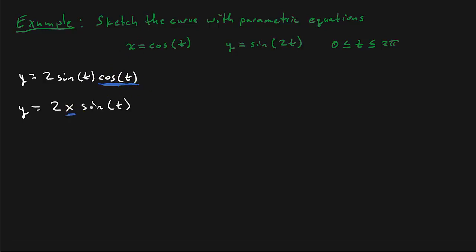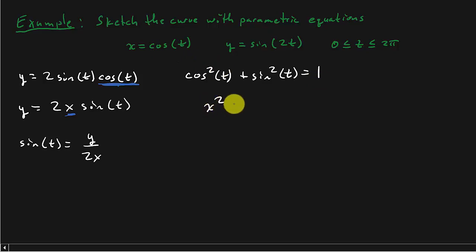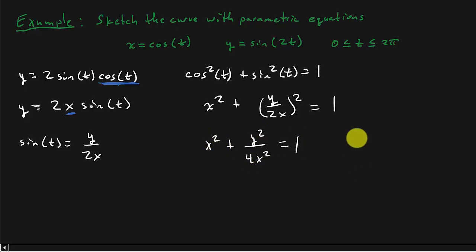And so now I have sine t is equal to what? y over 2x. And then I have cosine t is equal to x. So I can plug that into my identity. You see that? So I'm going to replace cosine with x, so that's x squared plus, and then the sine I'm going to replace with y over 2x. So that's (y over 2x) squared equals 1. And so that's going to give me x squared plus y squared over 4x squared equals 1.